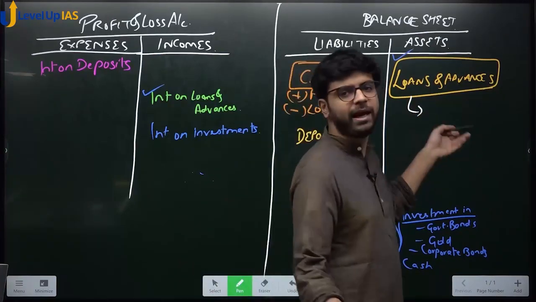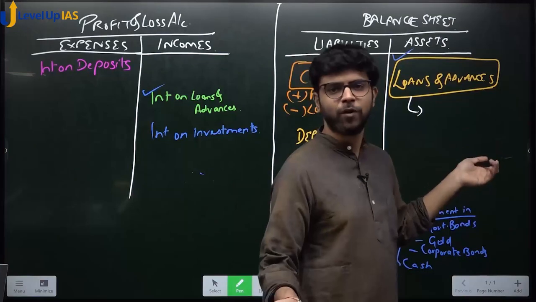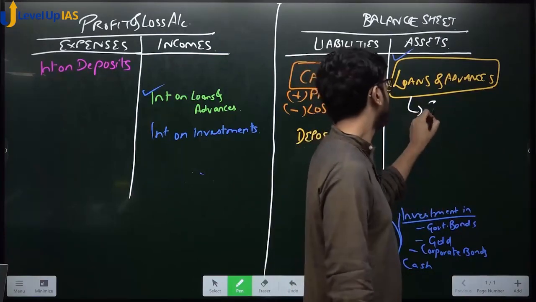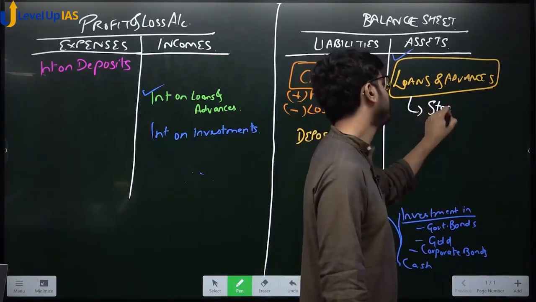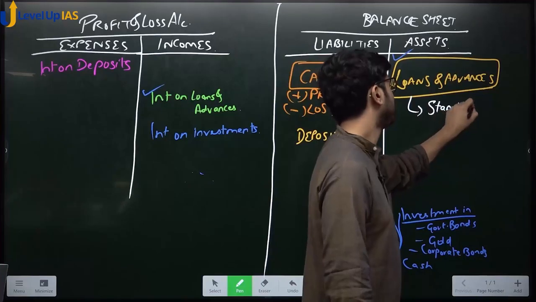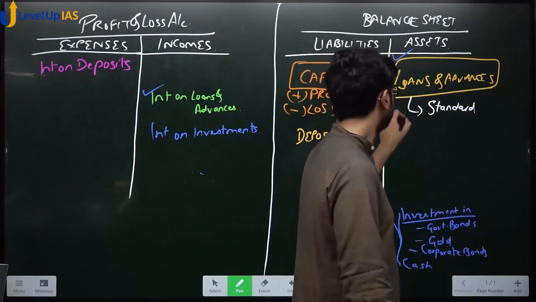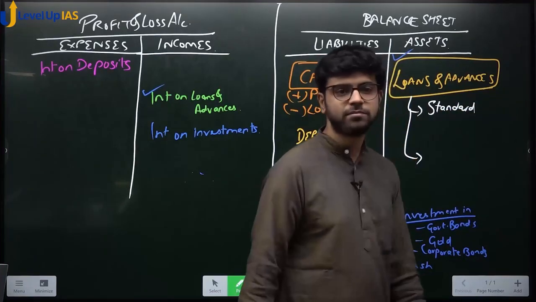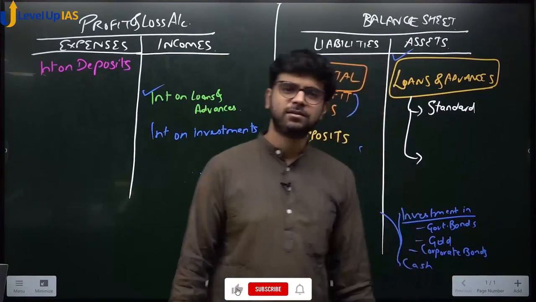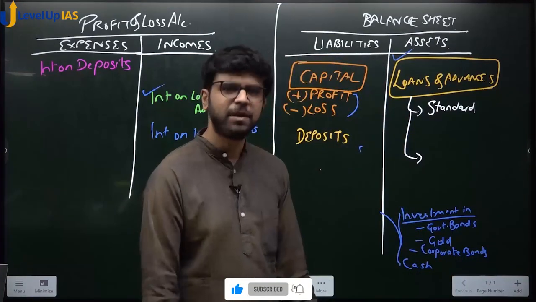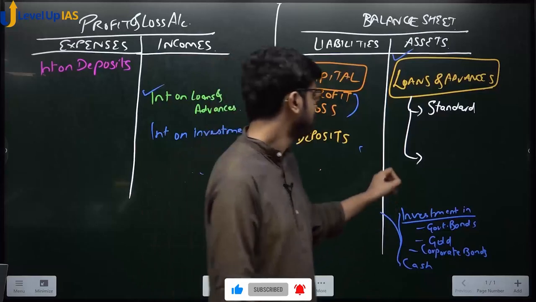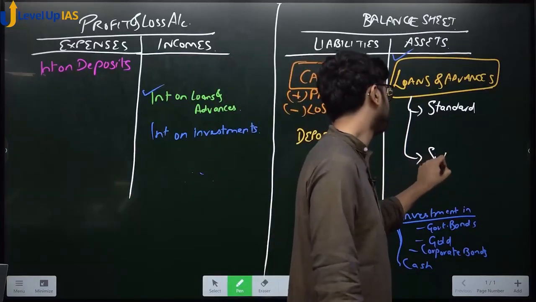So who is paying is a performing asset, yes or no? It is called a standard asset. Standard, normal. Now who is not paying? What would you call them? Substandard, not paying. Yes, non-standard, but we use the term substandard. Okay? Substandard.